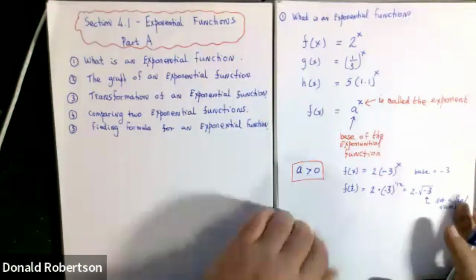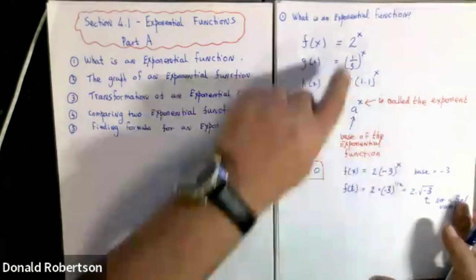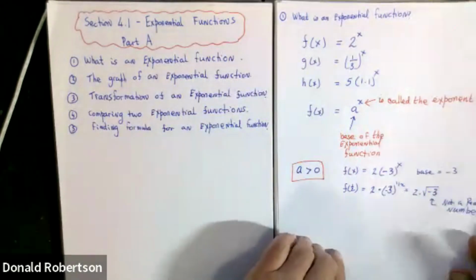It can be a fraction like a third. It can be a decimal like 1.1. It can be a whole number like 2, but it must be positive.